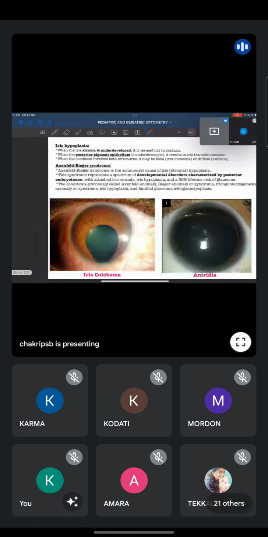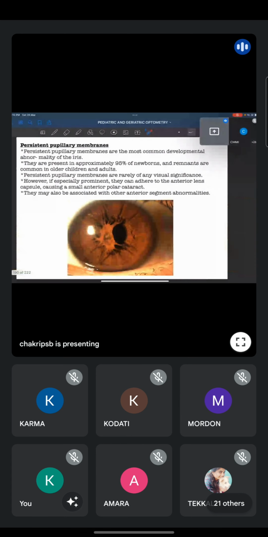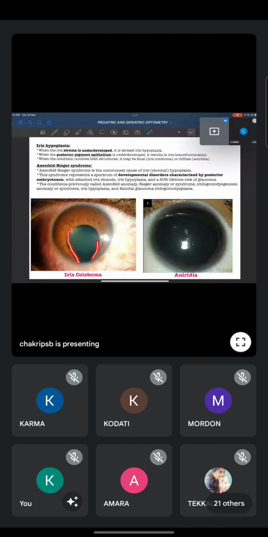And next is iris abnormalities. These are all iris abnormalities. Here we see iris coloboma or iris hypoplasia. Iris hypoplasia means irregularity of the iris, and it will be going somewhere or absent of the iris tissue. Here it is iris coloboma.